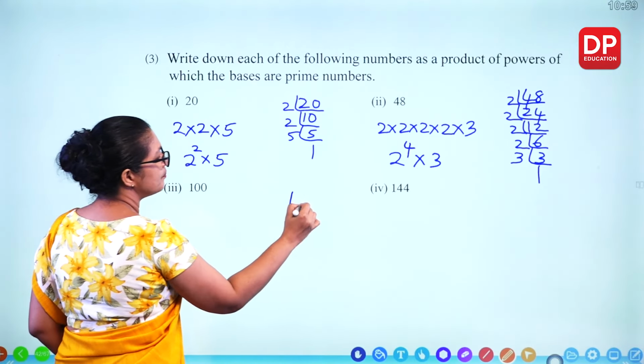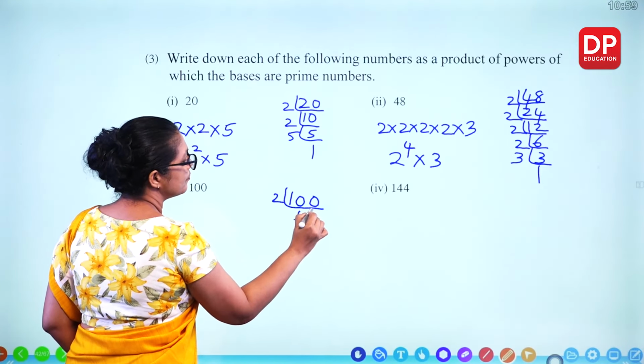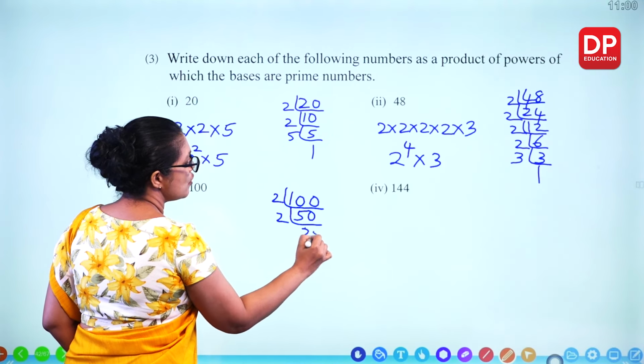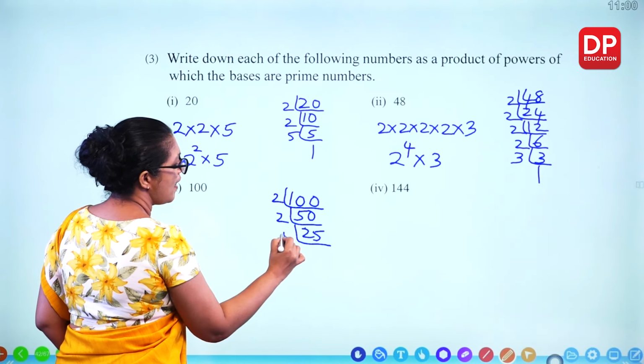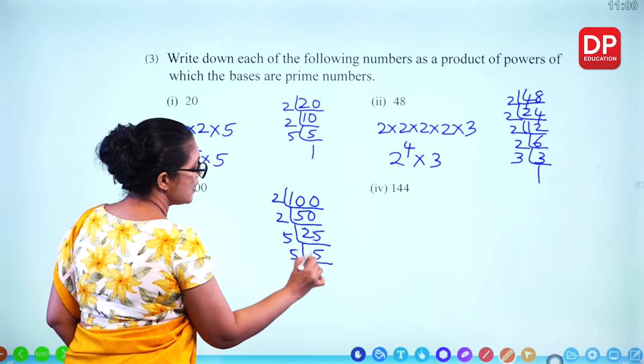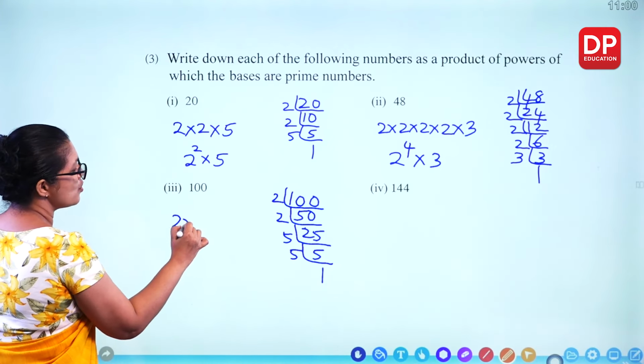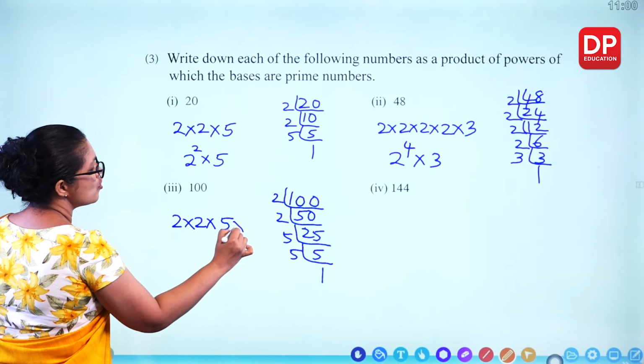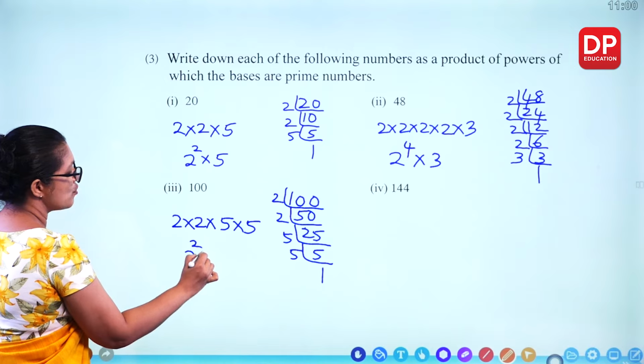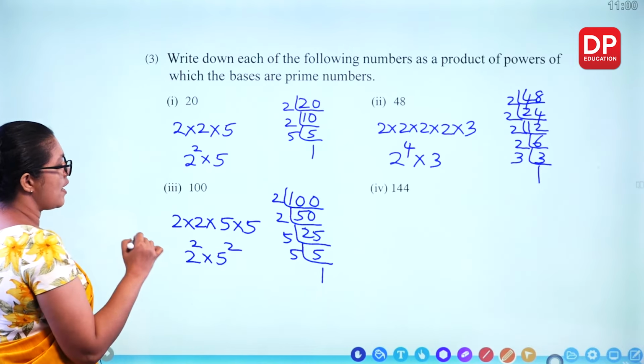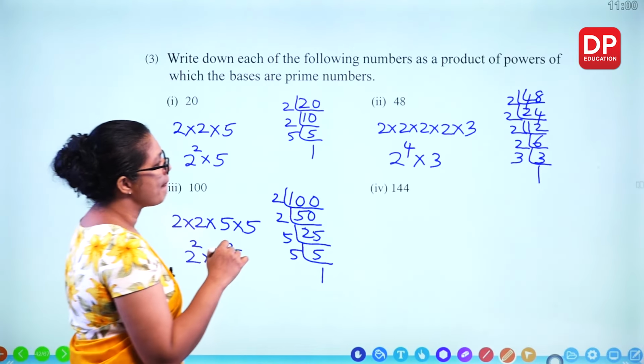100. 50. When you divide again, 25, divide by 5, you get 1. So 2 2's and 2 5's. You can write 2 to the power 2 and 5 to the power 2.